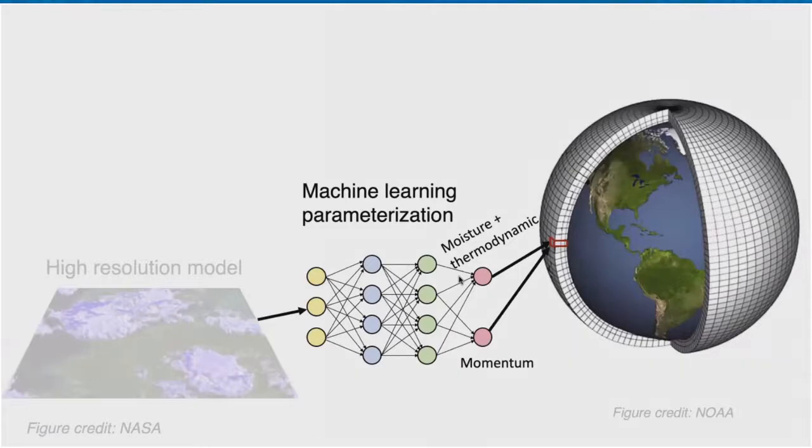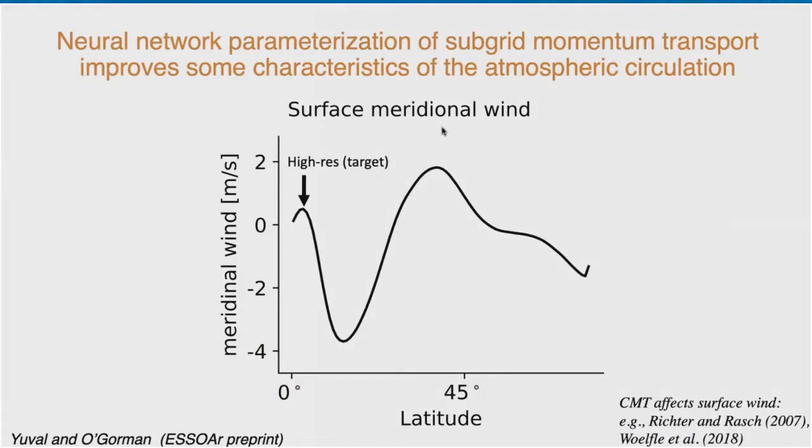And still we want to try our parameterization in an online setting. Like everybody said, offline is nice, but what we really want is to test it in an online setting. So to do that, I'm plotting here the surface meridional wind. I'm focusing on meridional wind since convective momentum transport is very crucial for surface wind. And I'm just showing here amplitude versus latitude. So the first line just shows the high resolution. This is our target. This is what we want to be at.